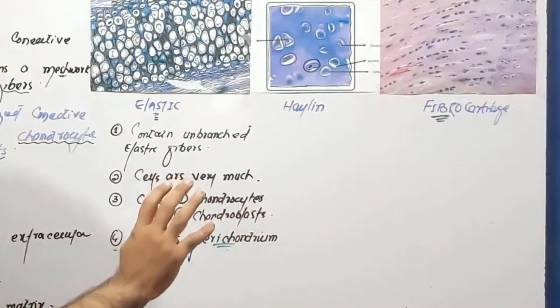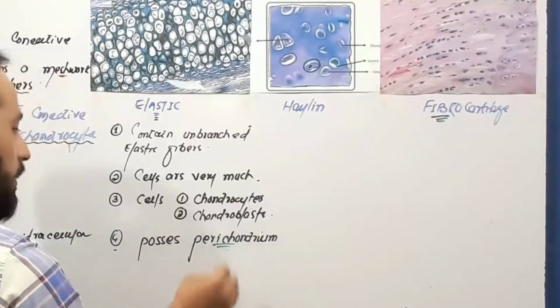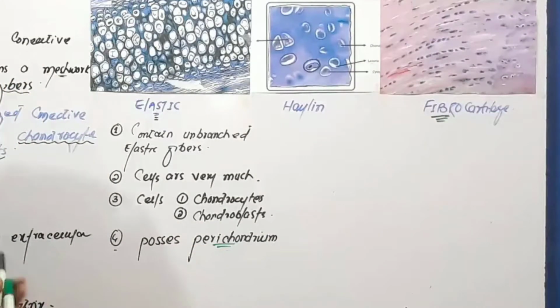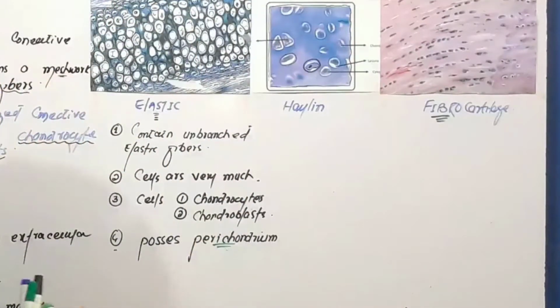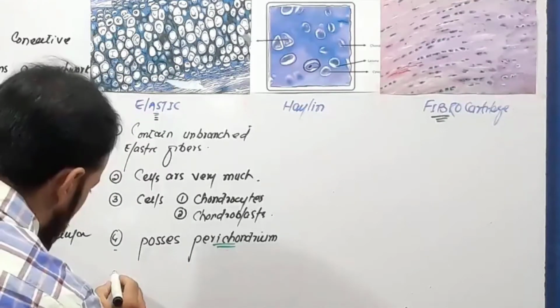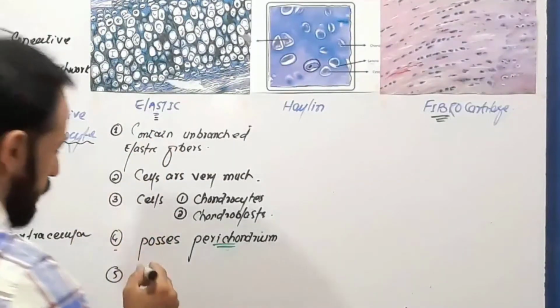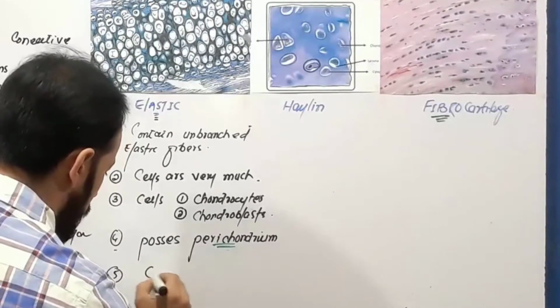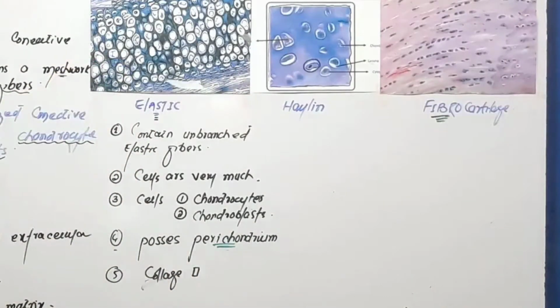When you want to touch the whiteboard, first of all your fingers will touch that cloth, then you will touch the whiteboard, right? So same is the case here. This tissue is surrounded by perichondrium, a membranous type of connective tissue which protects this elastic cartilage. Clear, friends? Okay, next point is that it also possesses some collagen fibers, but mostly collagen type 2. Very less collagen type 2 is there in this elastic cartilage.